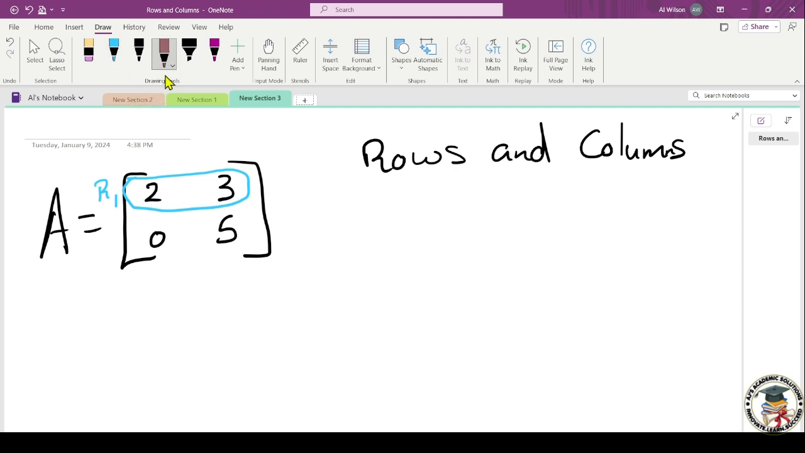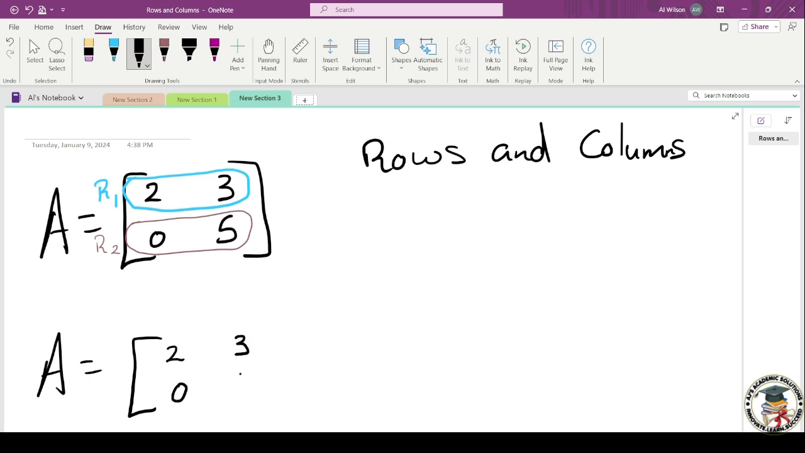Using that same approach, if I go across here, this now is going to be row 2. So just follow that. It's rows and columns, rows and columns, rows and columns. Good. So keep this in mind. Now, what I'm going to do is write back the same matrix. Remember, we're looking at A, and in A, we have 2, 3, 0, and 5.